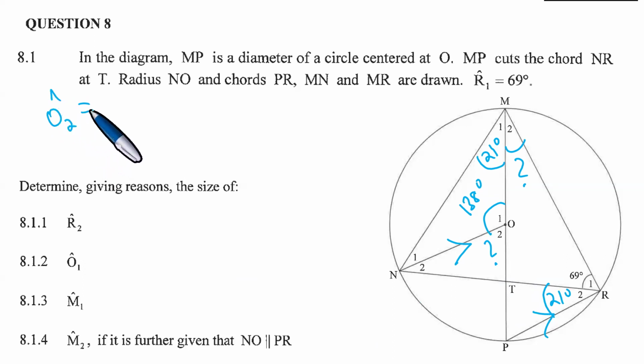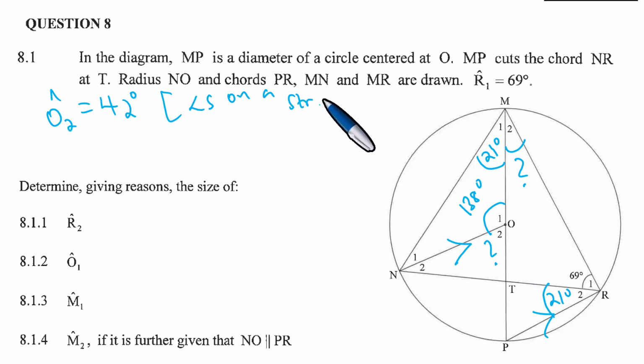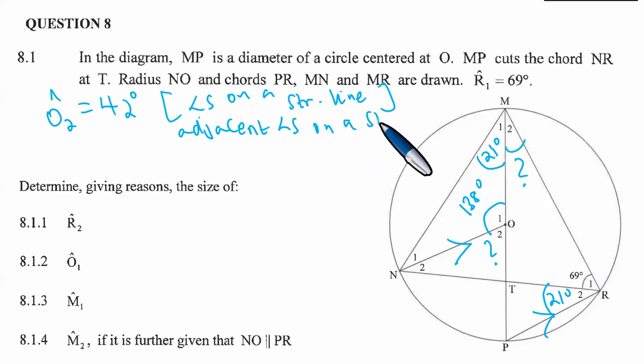It was 42 degrees. Well done, 42 degrees. And why is it 42 degrees? Adjacent angles in a straight line. Yes, it is angles on a straight line. You can say adjacent angles on a straight line, yeah? And then now, you have that, therefore this O2 is 42 degrees, yeah?